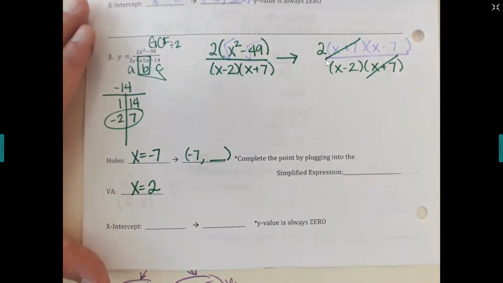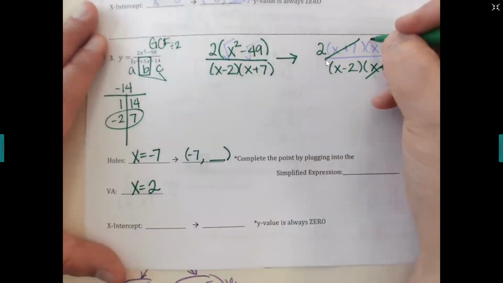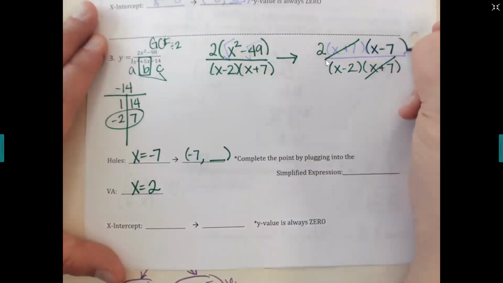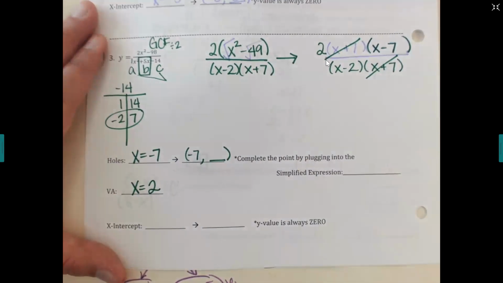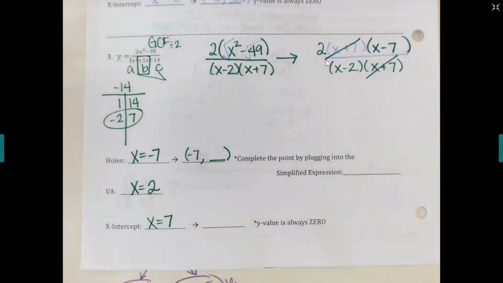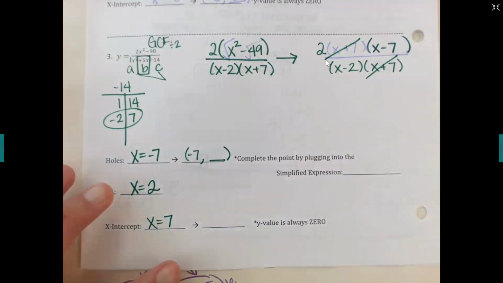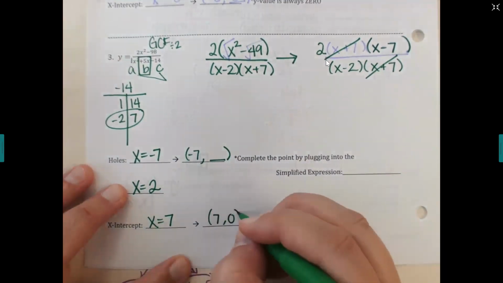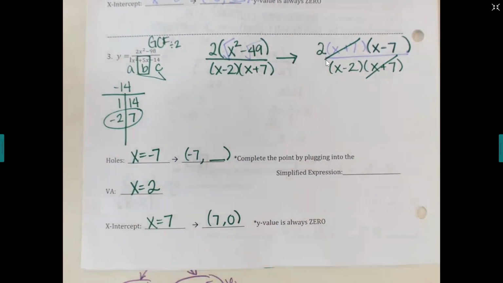And then x-intercepts, or x's left on the top. Do I have one? Then x with a -7. Then my x-intercept would happen at +7. Very good. And then remember, that one's also an ordered pair, but the y value will be what number? So 7, 0.